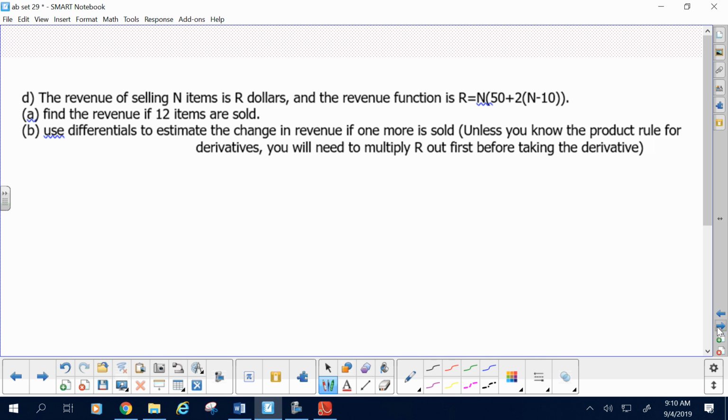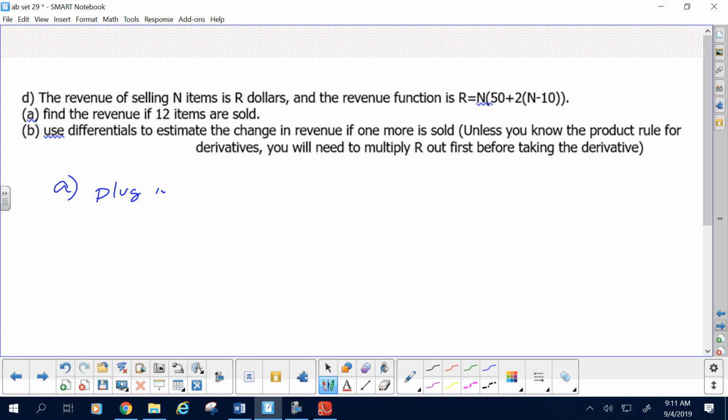The revenue of selling n items is R dollars, and the revenue function is given by this. All right. So how much money you collect, not profit. Profit and revenue are different. The money you collect is given by this function that depends on n. Would you tell me, how would I find the revenue if 12 items are sold? Now, that's not a calculus problem. That's just a basic, do you know how to read a formula and approach it? So how do I find the revenue when 12 items are sold?